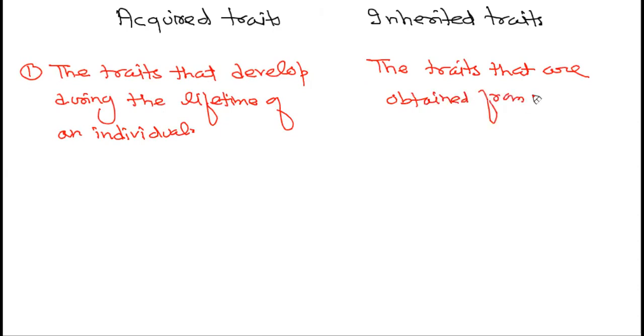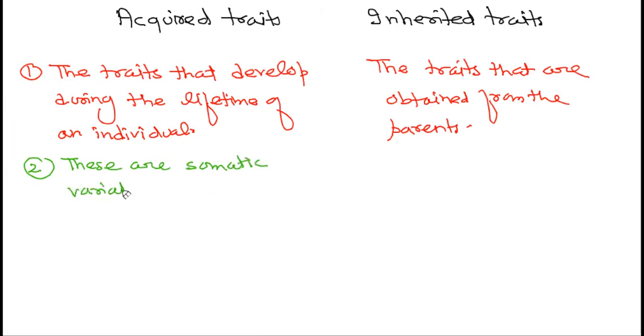Obtained from the parents, right? Yes, ma'am. I just want to discuss this word, somatic variation. These are the variations which are recorded in non-reproducing cells, while inherited are genetic variations recorded in the reproductive cells, which tend to reproduce themselves. Because of those, only the character will transmit from one generation to another.